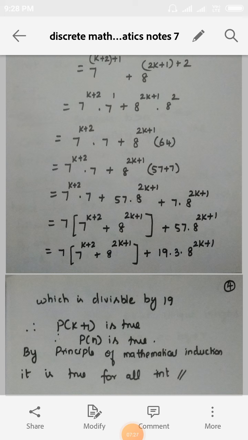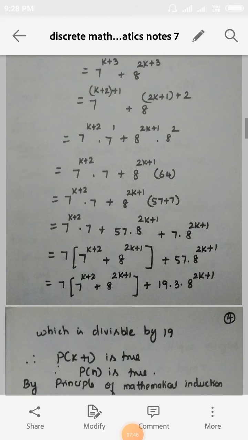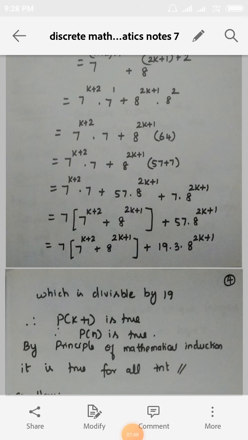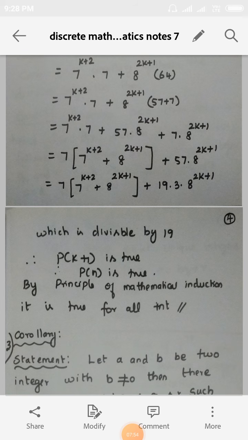So 7 into (7 power k plus 2 plus 8 power 2k plus 1) plus 57 into 8 power 2k plus 1. First, the term in the bracket is divisible by 19, right? That is assumed in step 2. So 7 into (7 power k plus 2 plus 8 power 2k plus 1) is divisible by 19. Plus 57 can be written as 19 into 3, so 19 into 3 into 8 power 2k plus 1 is divisible by 19. Therefore, p of k plus 1 is true.